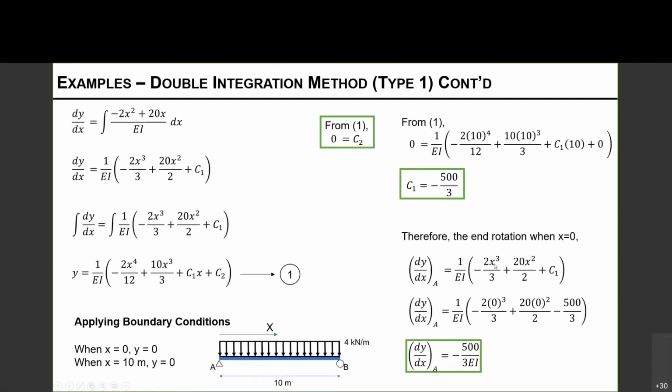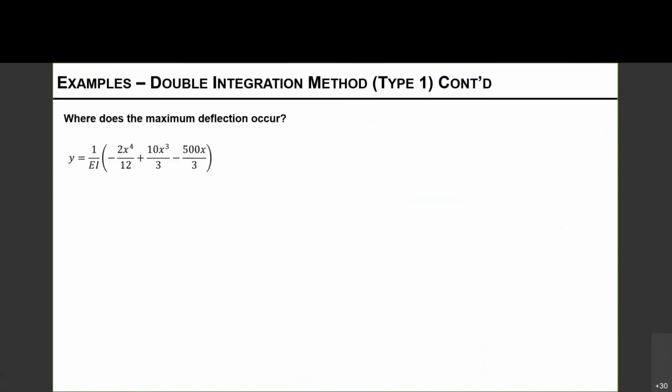So I apply x equals 0. C1, we found, is negative 500 over 3, okay? And therefore, dy/dx at A equals negative 500 over 3. We have an EI outside of the bracket, and that will be multiplied by 3. So this will be the rotation or the slope at A. All right, now let's look at the other one.